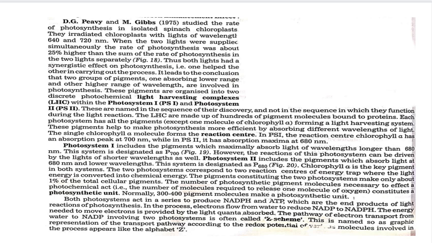So this was the Fork and Gibbs experiment where they discovered two types of photosystems acting together, in the case of spinach chloroplasts.